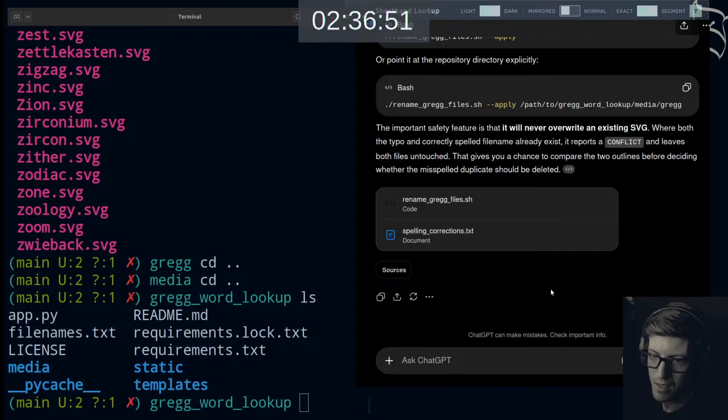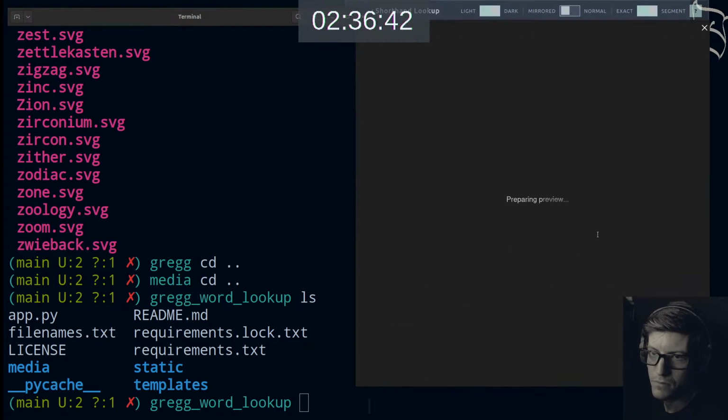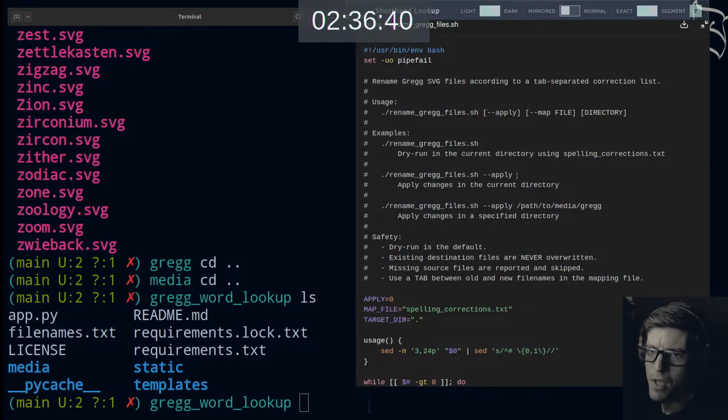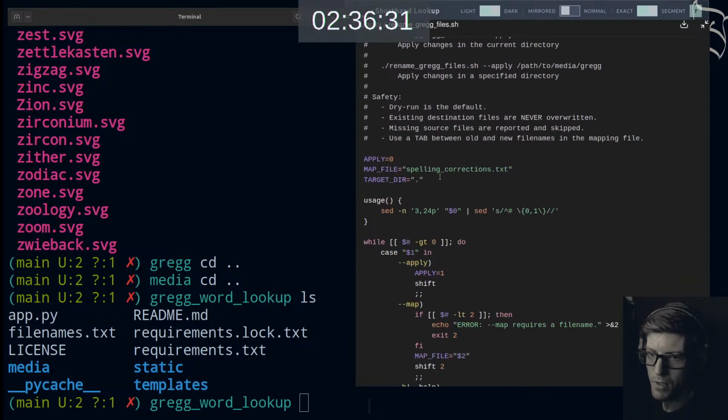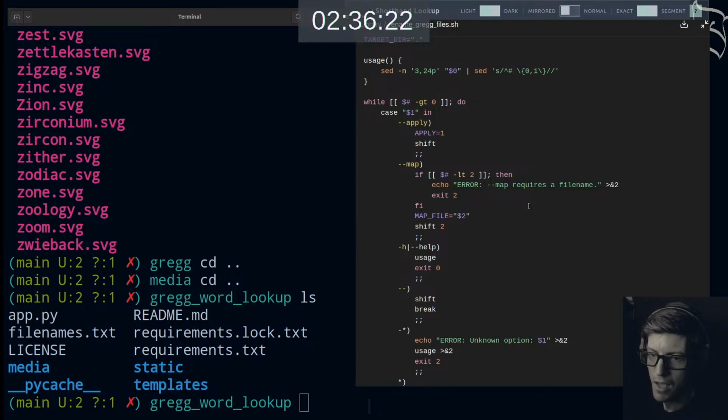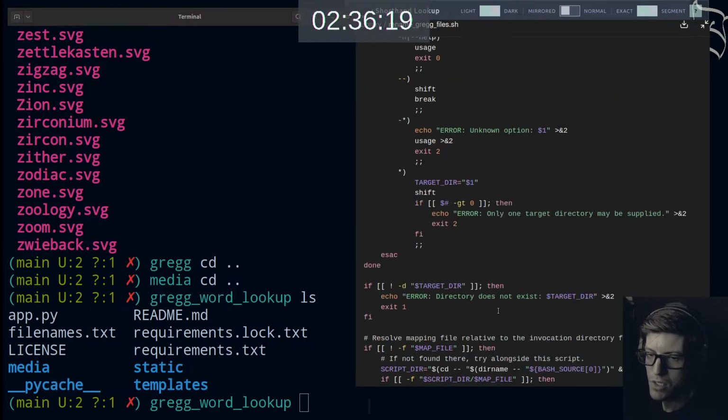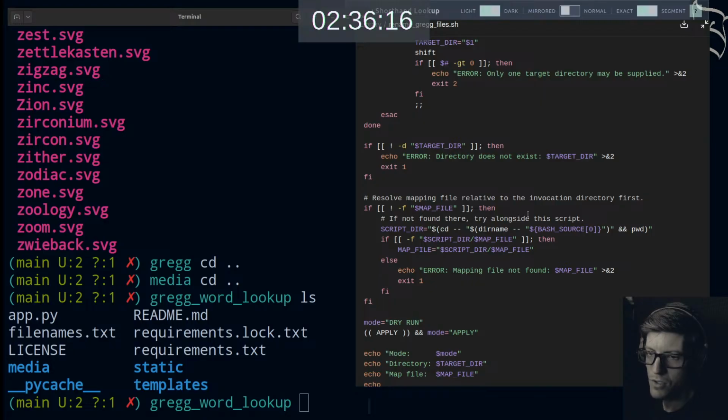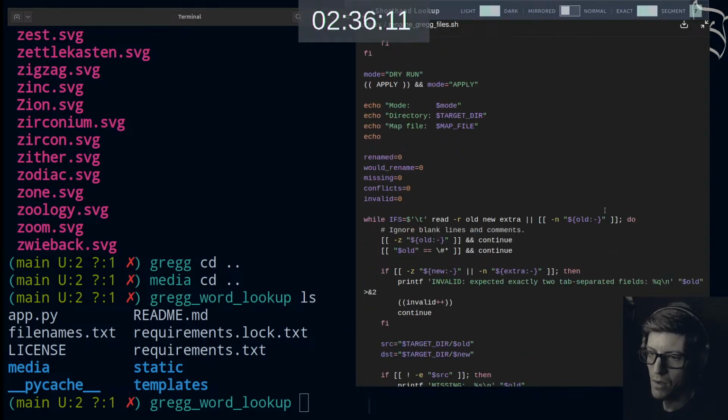So now let's go ahead and rename greggfiles.sh is our file. So if we go ahead and take a look at that, let's see if that pulled up for you. So this is the file name, right? It gives you the usage, the usage layout, and the apply, the mapping, okay? Spelling corrections.txt, the target. It sets the usage, and then it goes through and it remaps, okay? Changes the different file names. Resolve the mapping file relative to the invocation directory first. So it's a good layout.